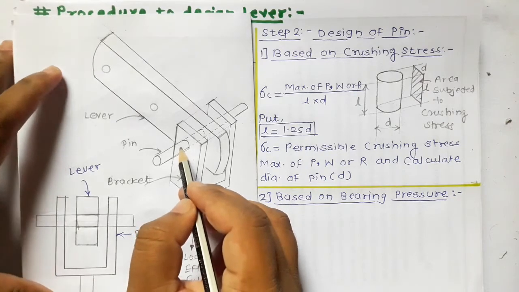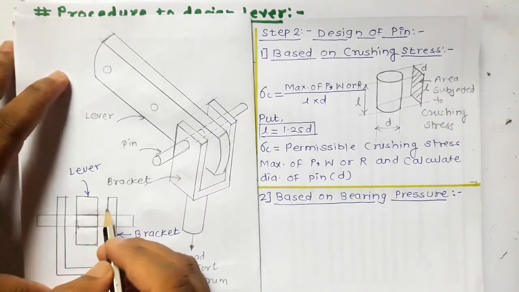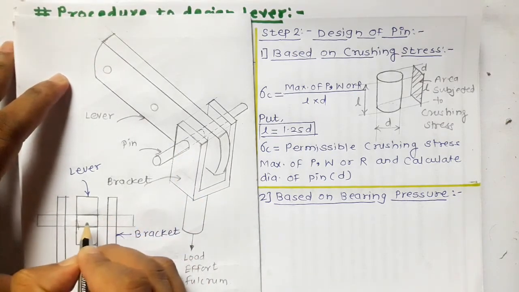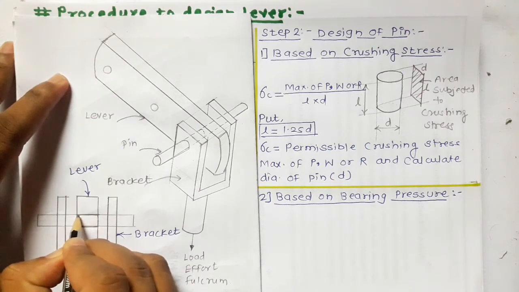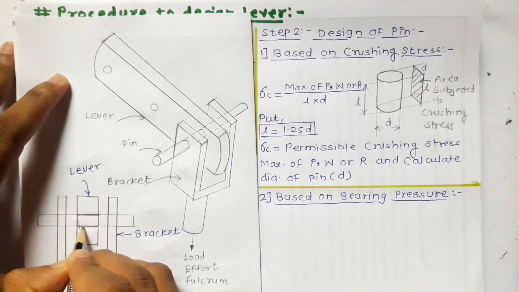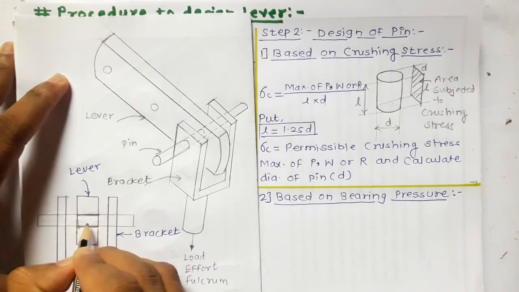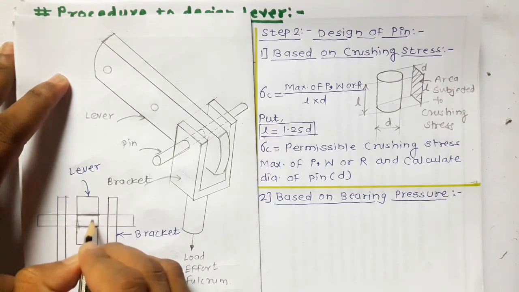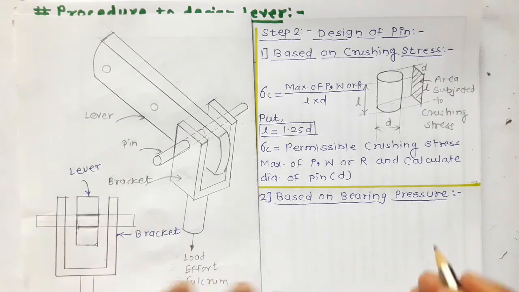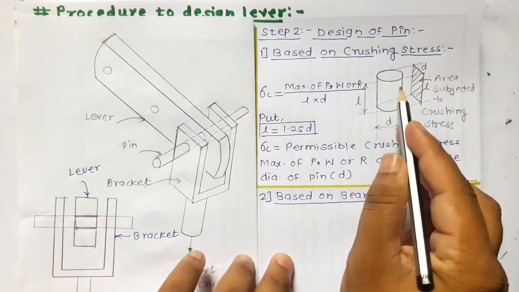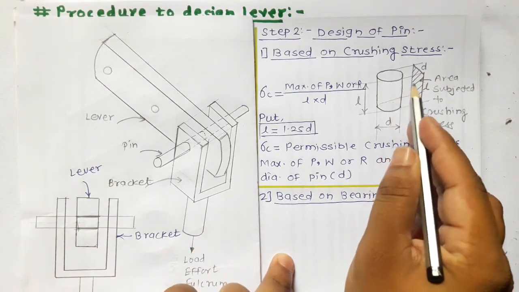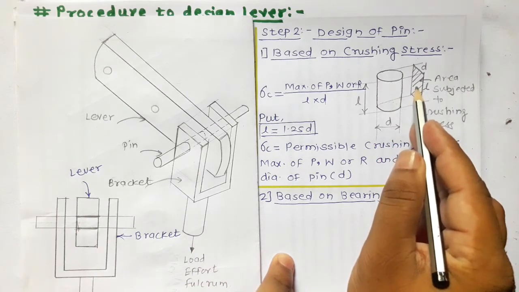Because of that relative motion, there is a crushing stress acting on the pin of this lever, and the bearing pressure acting on these two surfaces of pin. The bearing pressure is acting on these two surfaces of pin in this figure, but actually it acts on the complete periphery of pin. So we have to use the same equation, that is same area, to find out bearing pressure acting on the pin.